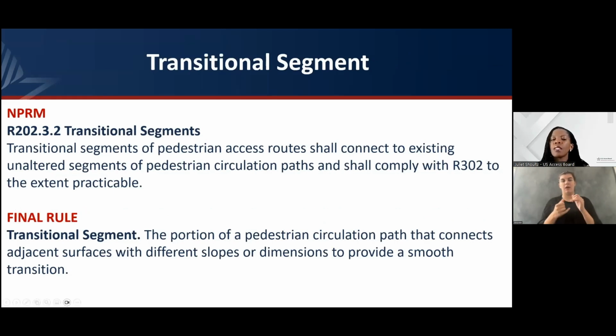And in the final rule, transitional segment is not a provision. So in the NPRM, we had a provision at R202.3.2 transitional segments. And what we did in the final rule is we define transitional segments. That's basically the portion of a pedestrian circulation path that connects adjacent surfaces with different slopes or dimensions to provide a smooth transition. The application remains the same. We've just restructured it by, instead of making it a standalone provision, it's a defined term, and we use it where applicable throughout the rule text.